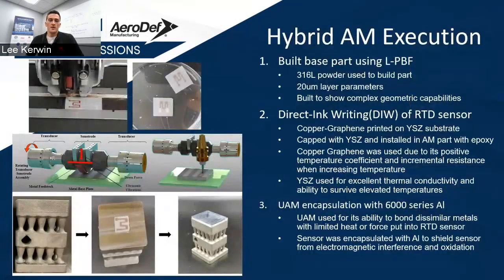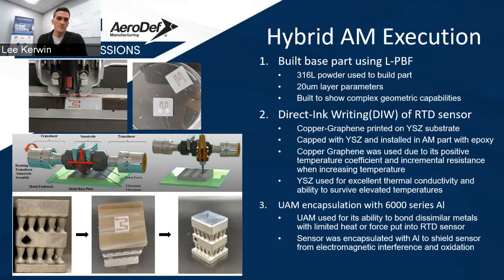So, the actual execution of all these additive processes. The first thing we did was build the laser powder bed part. It was built on an EOS M280 out of 316 stainless.